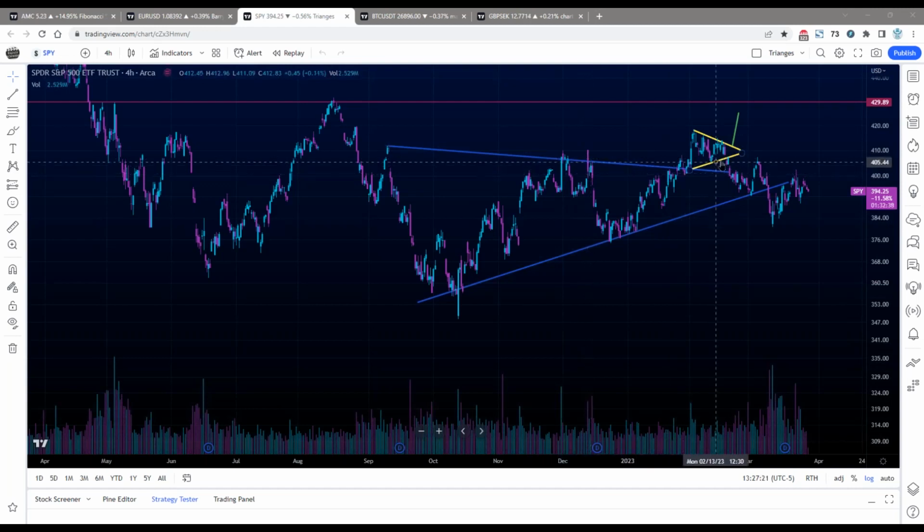We get a nice little short-term triangle right here that gave us a lot of information. But look, it didn't break upward like the gurus or the book said it was. It broke out downward. So we don't really care what the book tells us. We care what price is telling us.